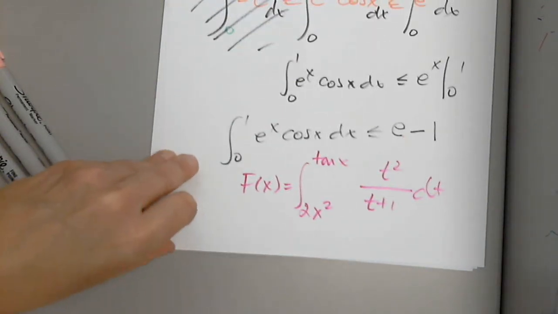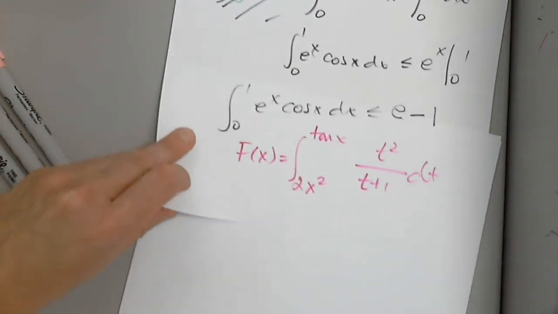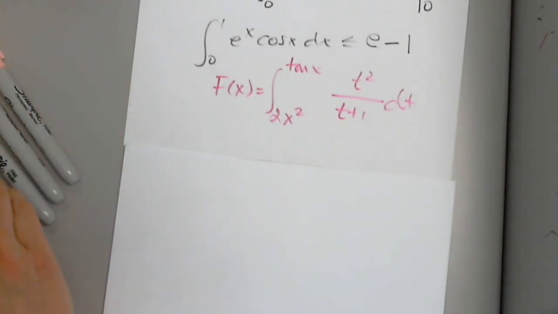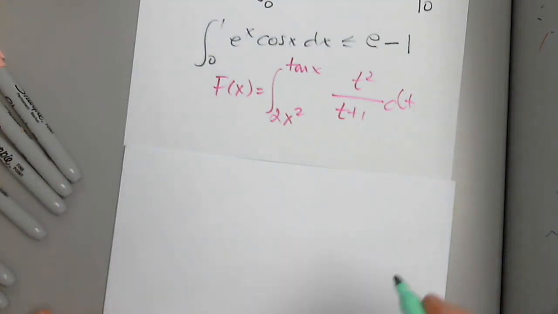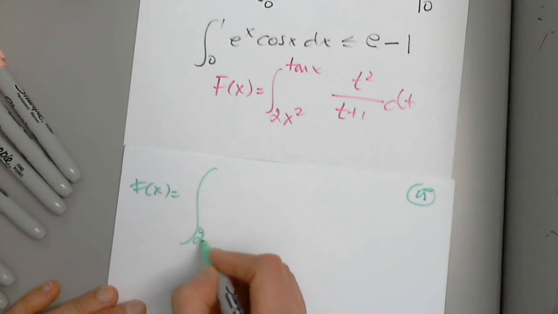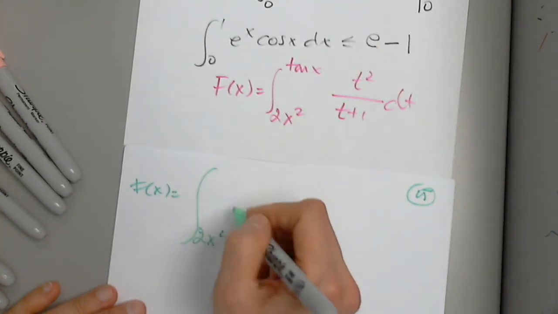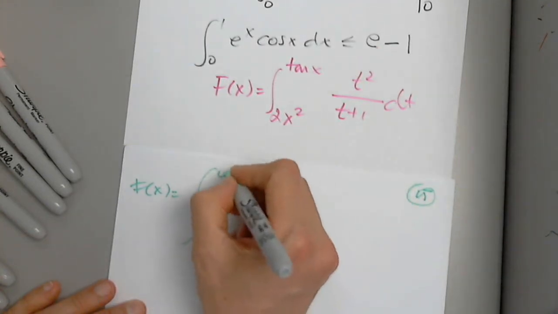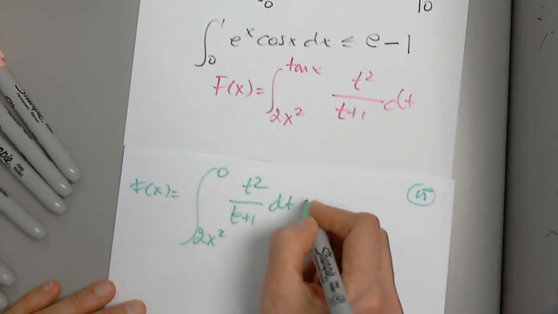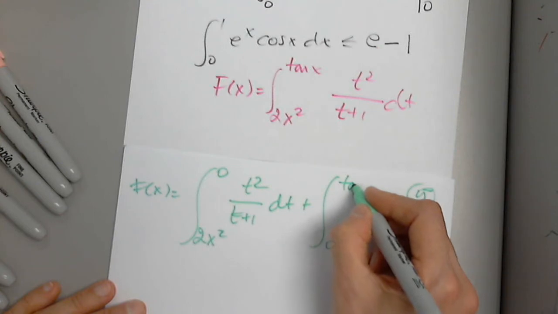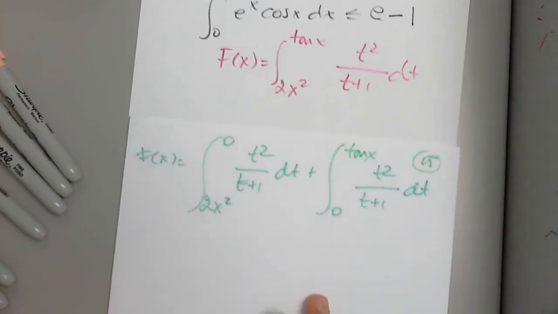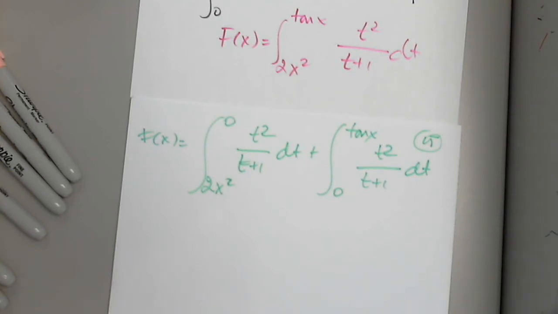But I can't differentiate both sides before some prep. I need to prep this before I differentiate both sides. So what do I do? You create a point between the two. Yes. So first of all, I have the integral from 2x squared to 0 of t squared over t plus 1 dt, plus the integral from 0 to tangent x of t squared over t plus 1 dt. So this is the first prep.